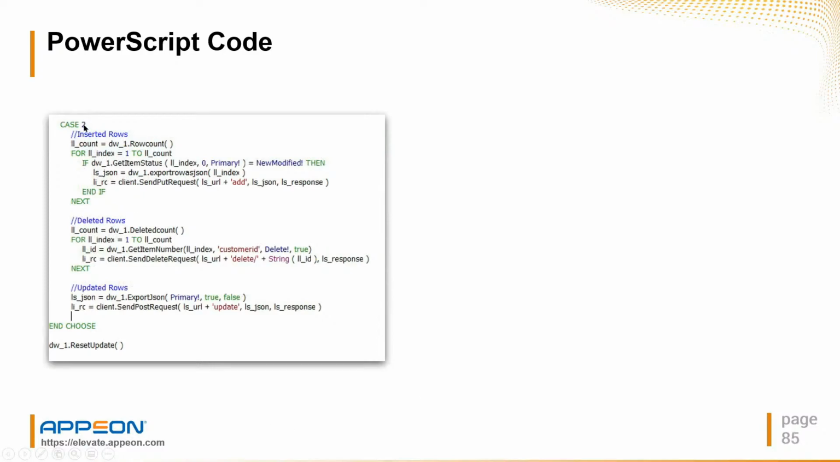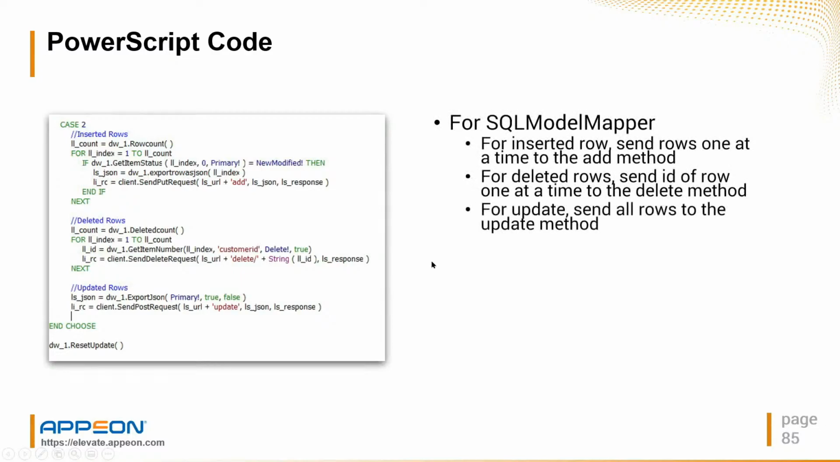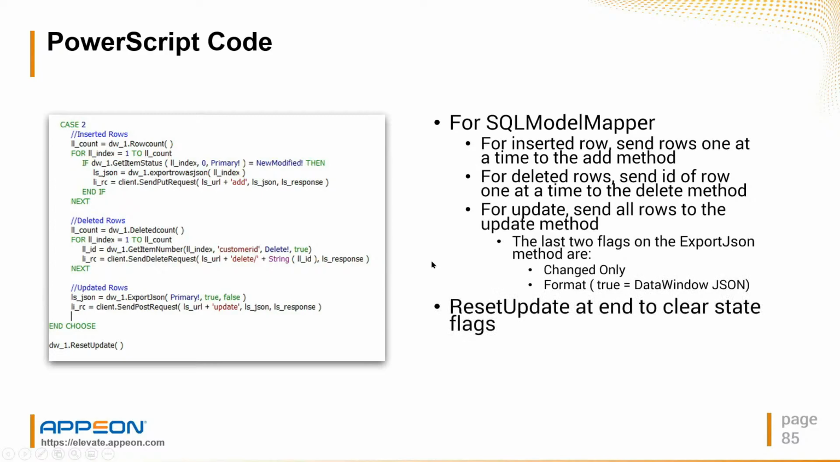So now this is for when the user selects the SQL model mapper approach. So it's a little more convoluted. We have to do a little bit more work because we have to separate out the calls into three methods, potentially. If the user's done inserts, deletes, and updates, those need to be three separate calls because the REST service is stateless. So what I'm going to do is loop through the rows in the data window, and check the row item status to see if it's new modified. Remember, when you hit insert, I set that row to new modified.